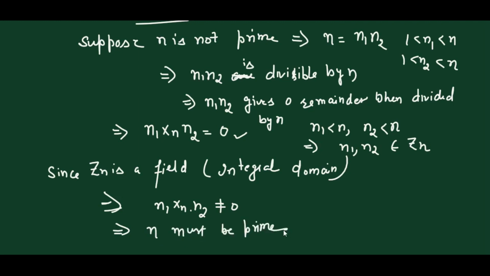So this completes the proof of this beautiful, important result. Okay students, that's all from my side. This is the complete method by division algorithm. We have shown that Zn is a commutative ring with unity, and Zn is a field if and only if n is a prime. Okay, so stay tuned for the upcoming lecture. Thank you.